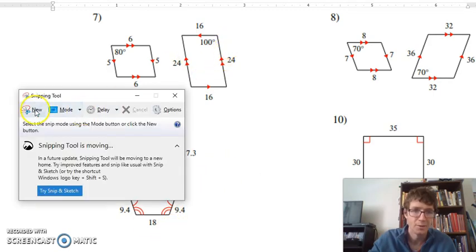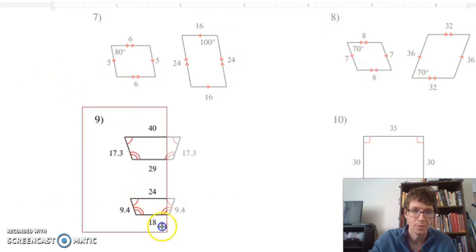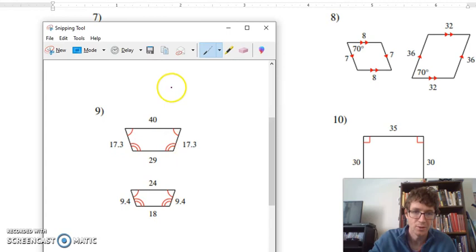So for 9, what shape are these right here? These are called trapezoids. They're trapezoids when this and this are parallel. It doesn't say that necessarily, but I guess you would know because of the angles. But more important, are they similar? We're dealing with similarity, not congruence.